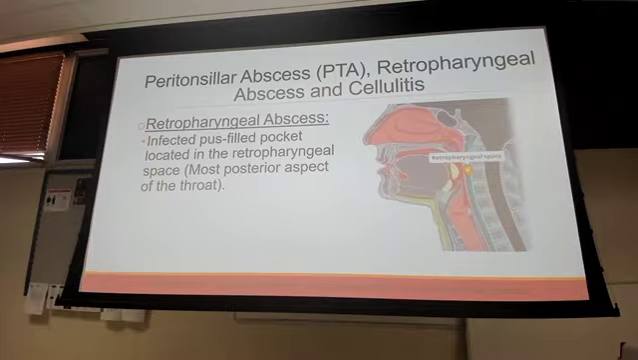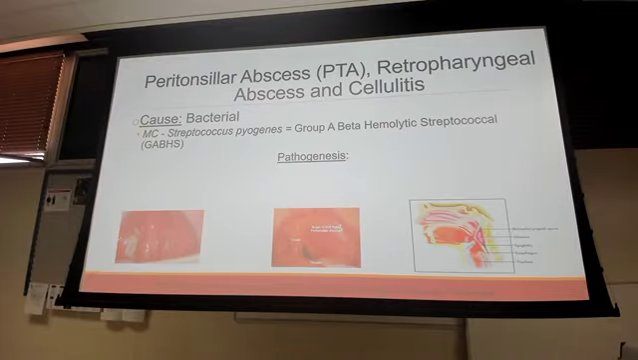And then that retropharyngeal abscess, so same thing, a fluid-filled pus pocket, but you can see how posterior it is in the oropharynx, that retropharyngeal space. So that's usually a pretty severe complication. Still the same cause. Think about PTA as a sequela from strep pharyngitis if not treated. Right, so that Streptococcus pyogenes, or group A beta hemolytic streptococcus, is the same bacteria that causes strep pharyngitis or an abscess.